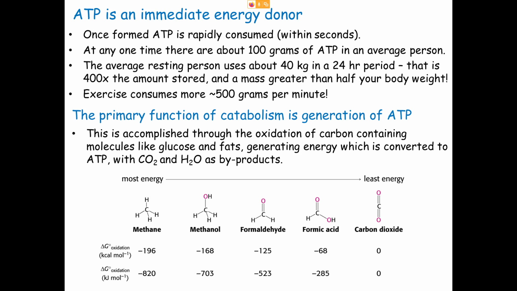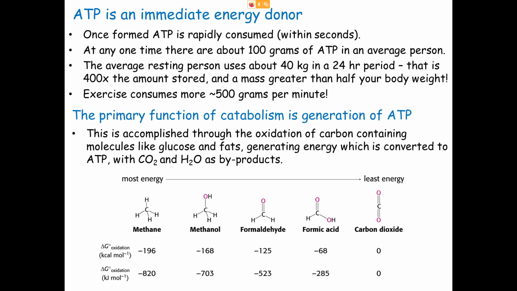Right, so we must be constantly making more, which we are. So we use it almost as fast as we can make it, just sitting around doing nothing. Right, so in a 24-hour period, the average person uses about 40 kilograms of ATP. All right, that's 400 times that 100 grams. So in a 1 day period, just sitting around, listening to this lecture, sleeping, doing nothing, your turnover of ATP, each molecule was used about 400 times, right? So there's a lot of turnover.